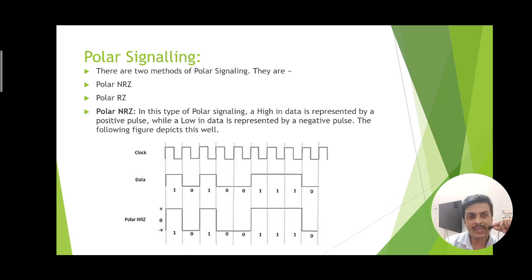As the voltage excursion has been increased in polar signaling, the noise immunity of such signaling is much higher compared to unipolar signaling, because the pulses traveling in the communication channel gradually deteriorate in magnitude due to the superposition of noise in the channel. If the voltage excursion is increased by polar signaling, then the degradation of the pulse will be a little less compared to unipolar signaling. Therefore it is more immune to noise.